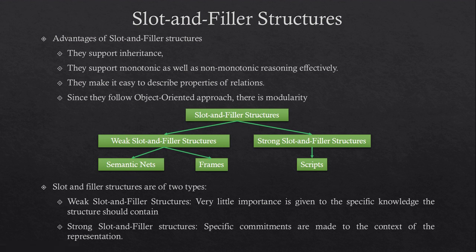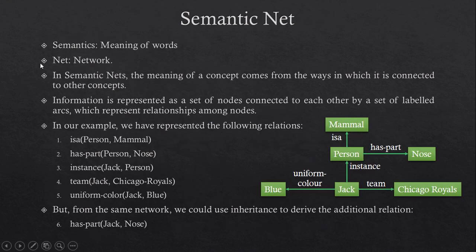So what is a semantic net? Semantics means meaning of words. Net is network. The main idea behind semantic nets is that meaning of a concept comes from the ways in which it is connected to other concepts. In a semantic net, information is represented as a set of nodes connected to each other by a set of labeled arcs, which represents the relationship among nodes.